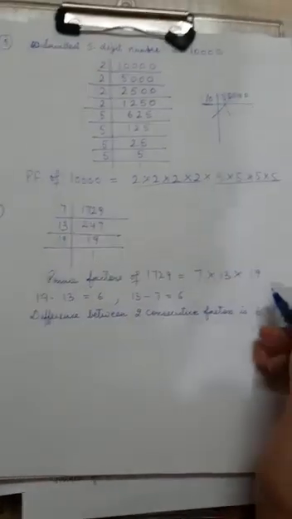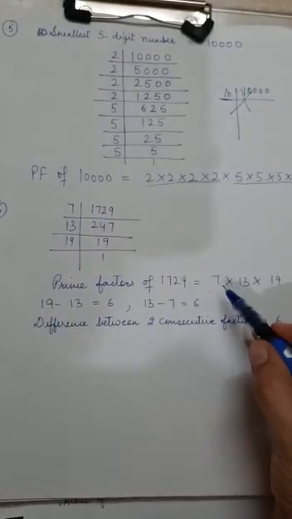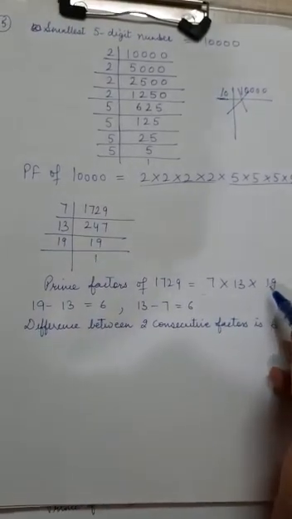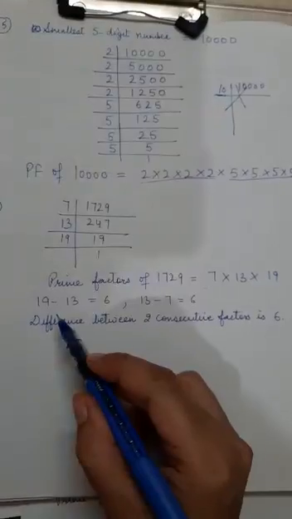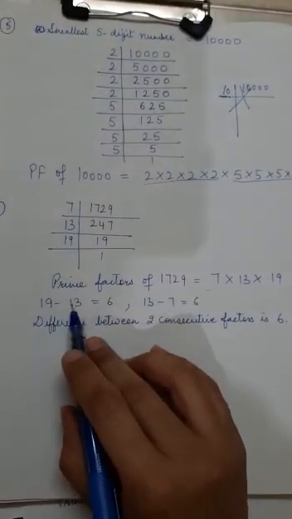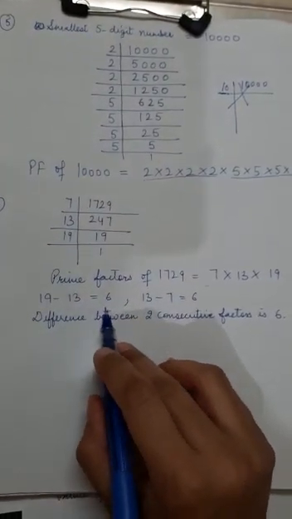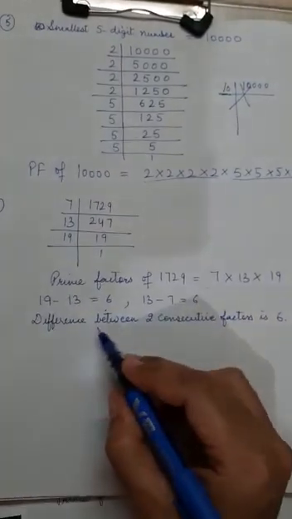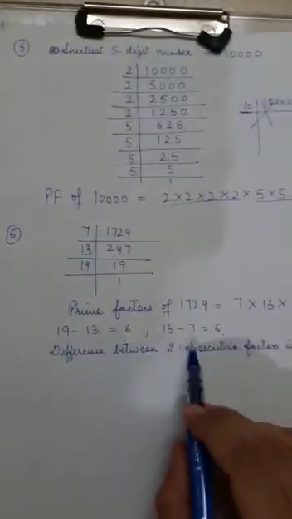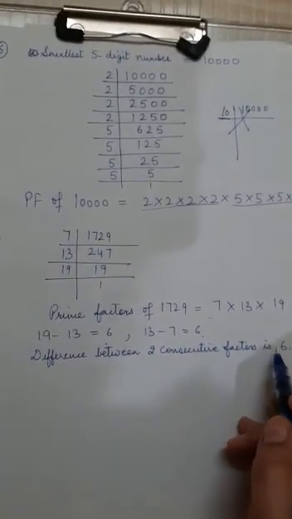Now what is the relationship? First of all, I have arranged these factors in ascending order. And now I can see the relationship clearly. If I take out the difference between the factors, that is 19 minus 13, I'll get 6. And 13 minus 7, I'll again get 6. So the difference between two consecutive factors is 6.